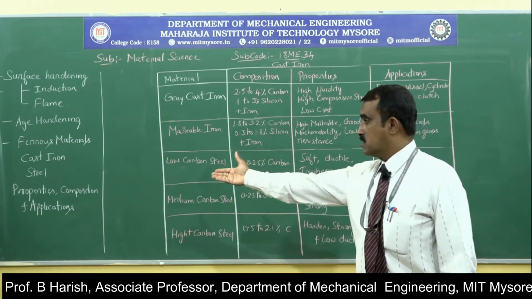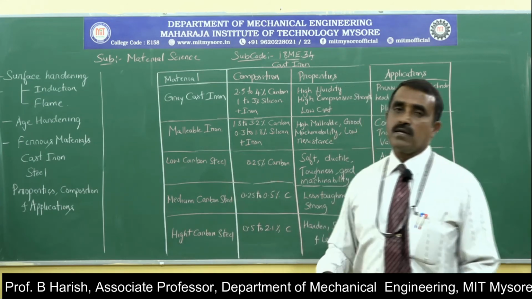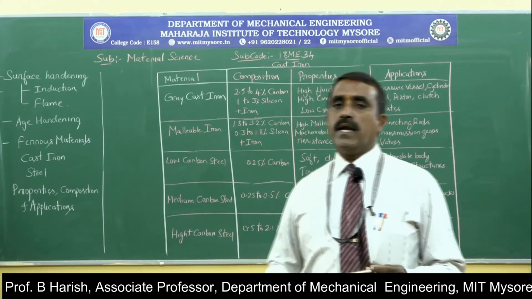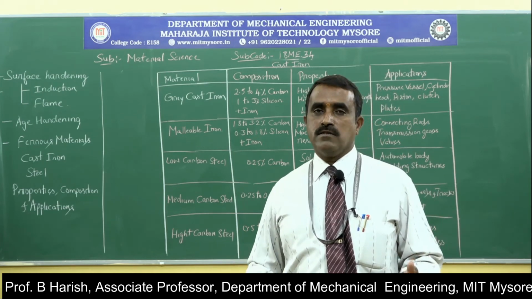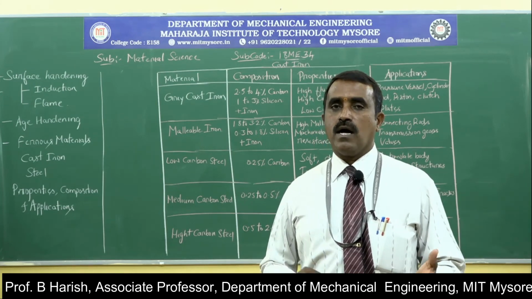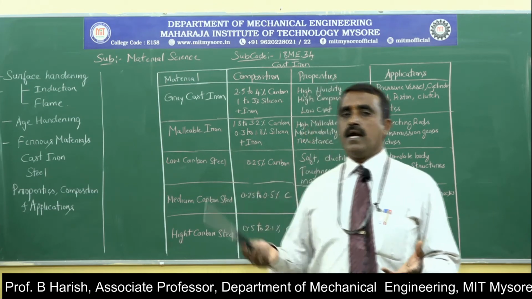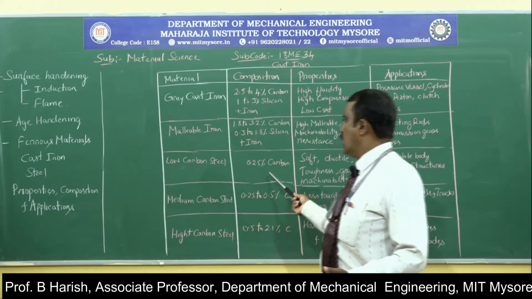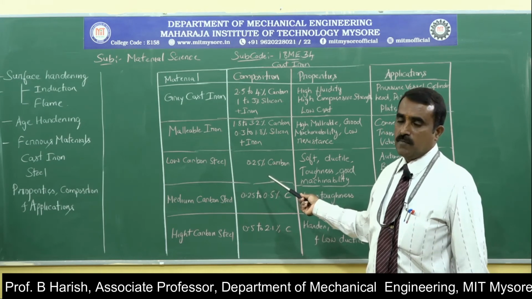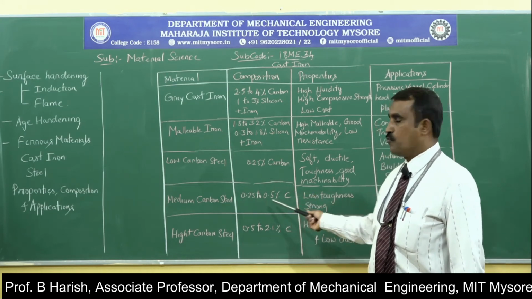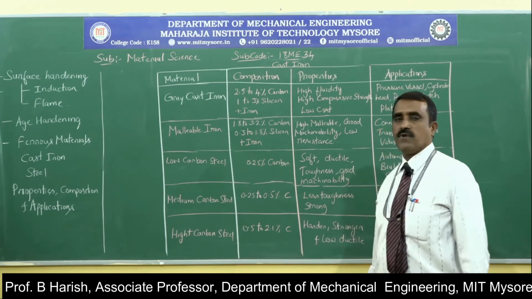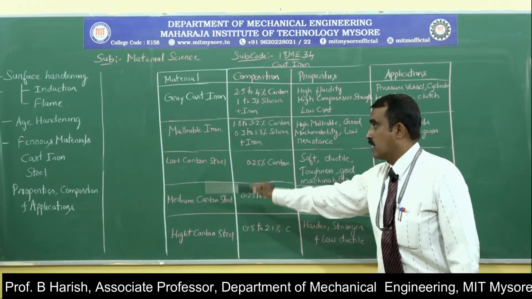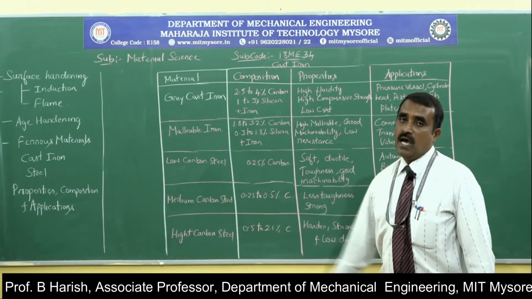Coming to steel, we have three types: low carbon steel, medium carbon steel and high carbon steel, based on the percentage of carbon. Low carbon is up to 0.25% carbon, medium is 0.25 to 0.5%, and high carbon is 0.5 to 2% carbon.